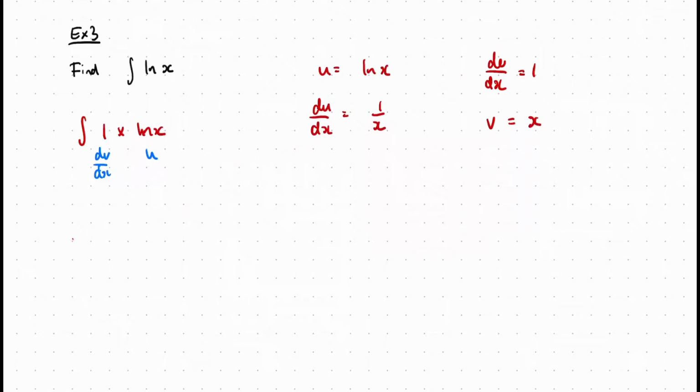So the integral of log x is going to equal uv, so log x times x, so x log x, minus the integral of v du dx, which is x times 1 over x, which is just 1. And this is going to give me x log x minus x plus c. So technically, the integral of log x is actually x log x minus x plus c. Let's have a look at a fourth example.